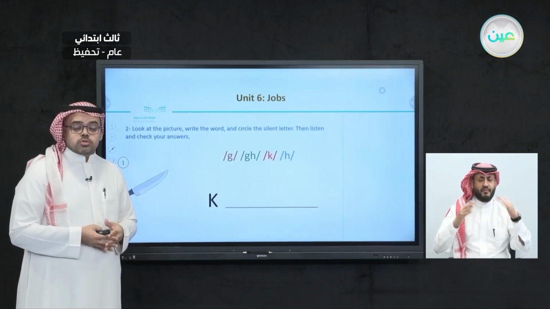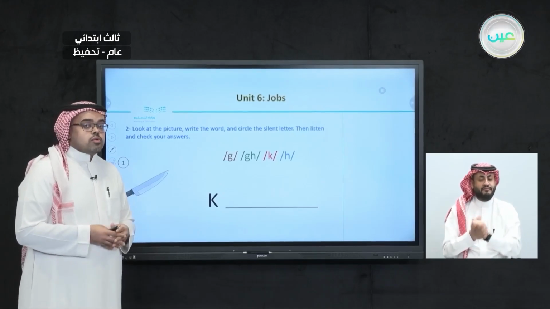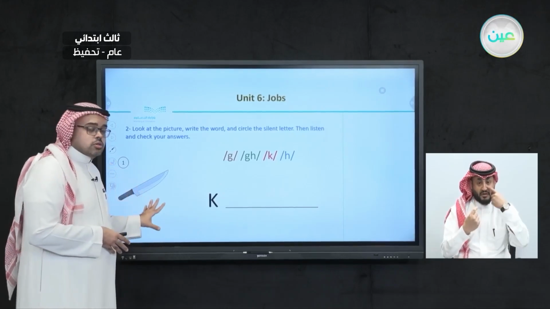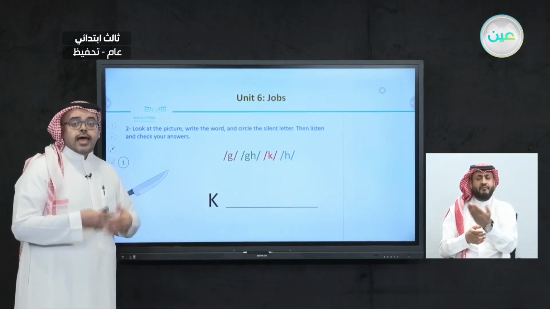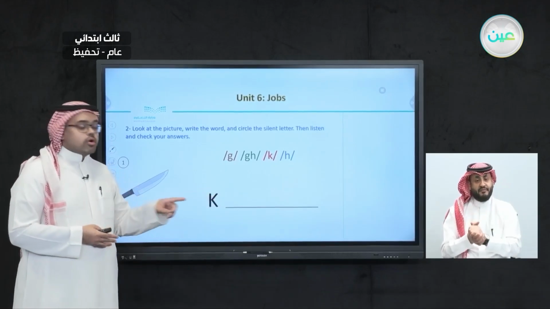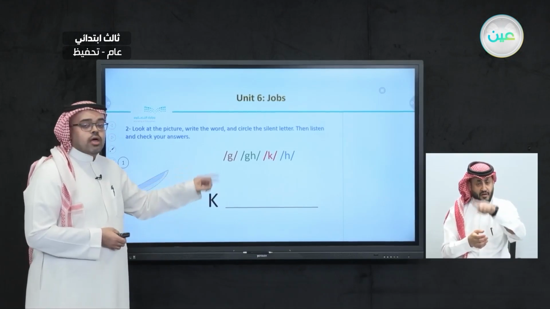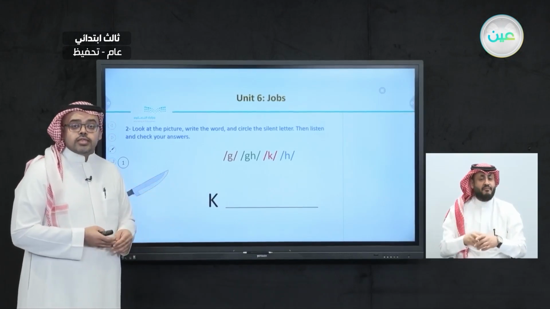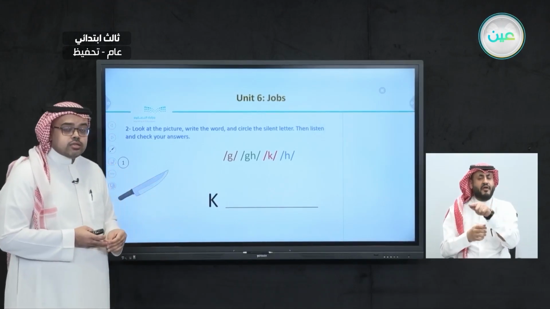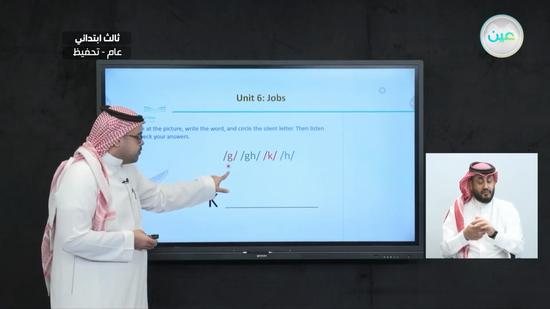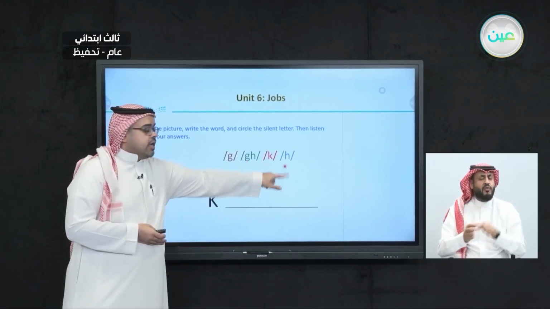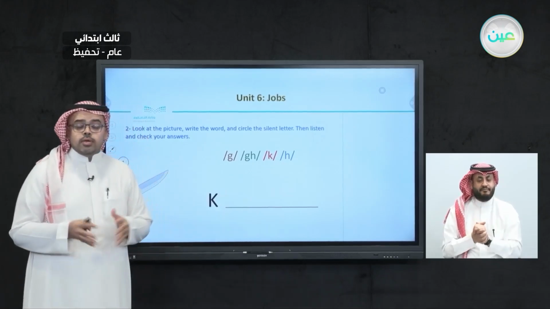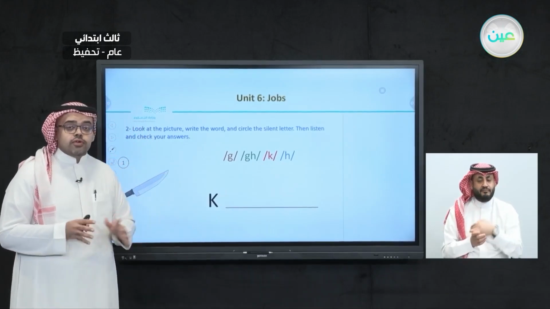So what we're going to do in this exercise, we're going first to look at the picture, to guess the word, and to write it here. And after we do this, we're going to circle the letter and find out which one is the silent letter. Is it G, GH, or K, or H? So let me help you in answering the first one.